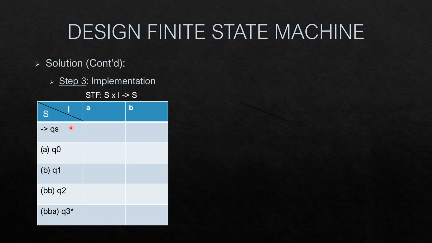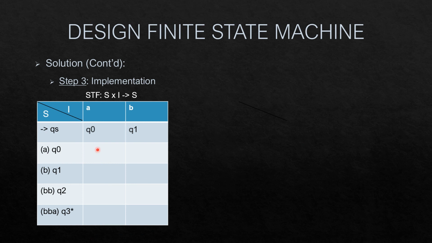For the table, we have I as A, B, that is A and B, and for S we have QS to Q3. Here Q3 is again our final state because that is the state representing the substring BBA. That is what we have to find in our given input.